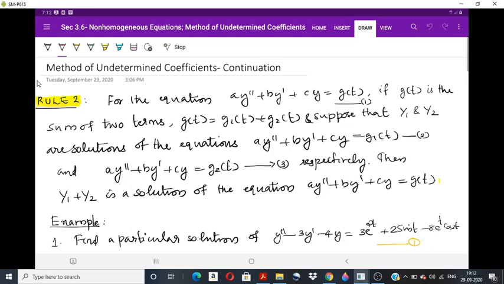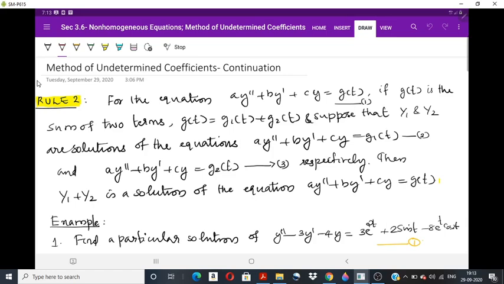And we have seen that for finding the particular solution of the non-homogeneous equation, there are two methods available. One is the method of undetermined coefficients and another one is the method of variation of parameters. We were discussing the first one, the method of undetermined coefficients, and we already understood that this method is applicable when the homogeneous equation has constant coefficients.